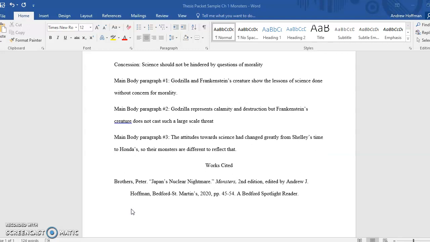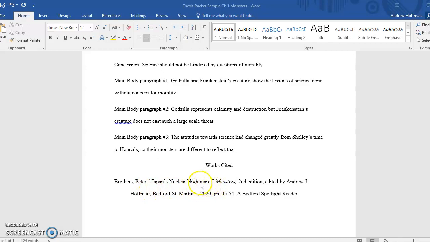I do want one source. Here is a good example of a source taken from our textbook, Monsters. This, of course, is the Brothers article itself. And chances are pretty good, no matter what question you choose, you're going to be citing the author of that particular piece. So here we have author, last name first, first name last.